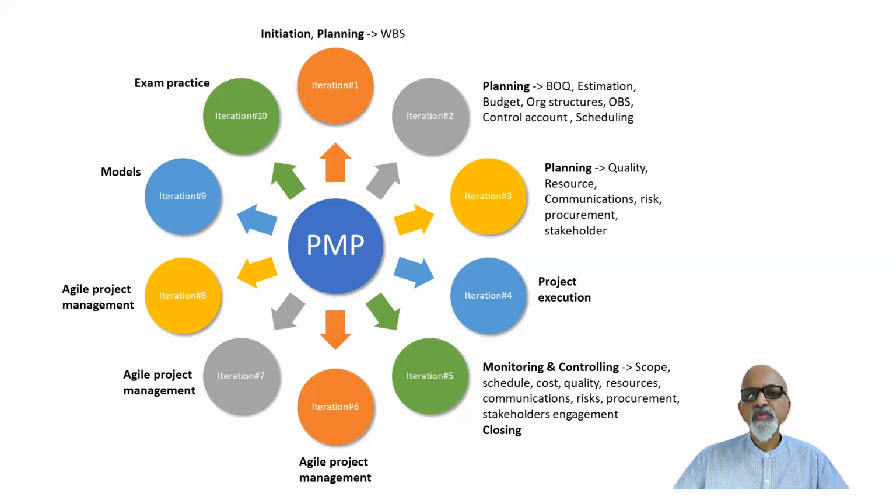Then we move on to iteration 2. In iteration 2, we continue with planning. We'll be discussing bill of quantities, estimation, budget, different organization structures, the control account, and we'll be discussing in depth about project scheduling. Then in iteration 3, we continue with the planning. There we have quality, resource management, communications management, risk, procurement, and stakeholders.